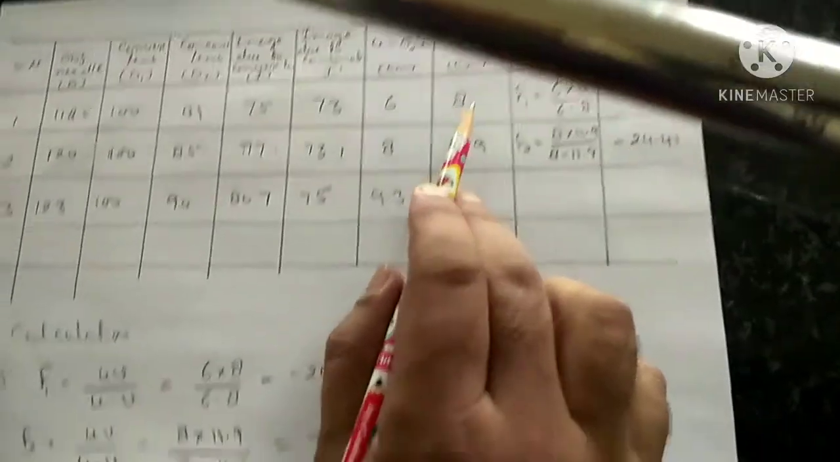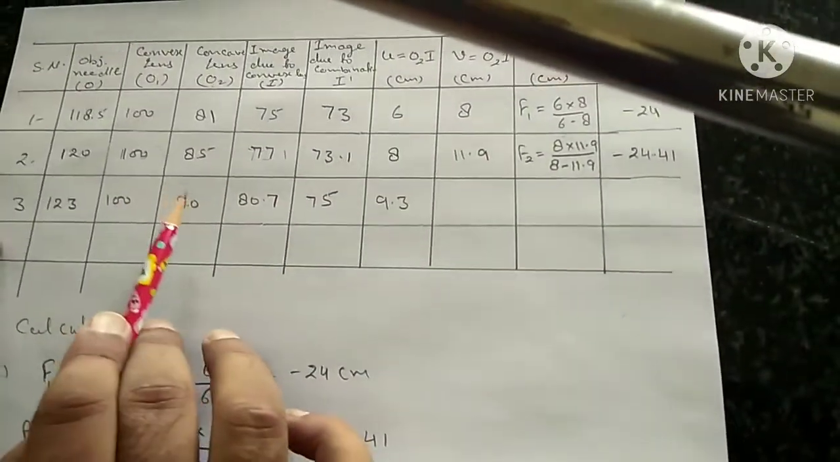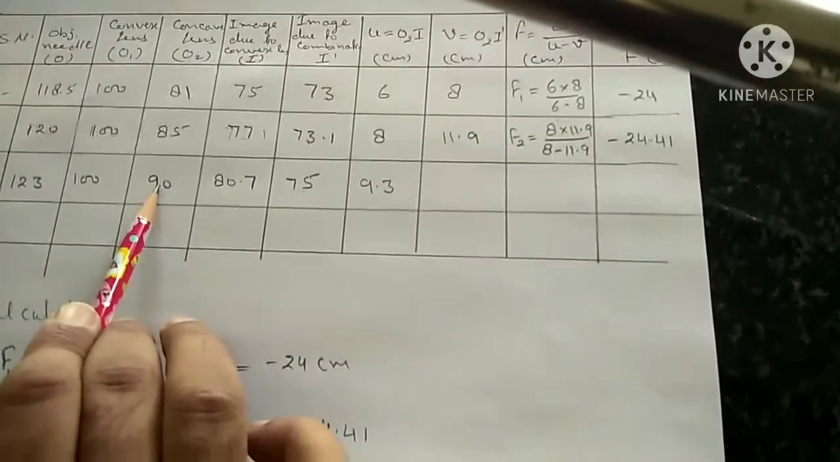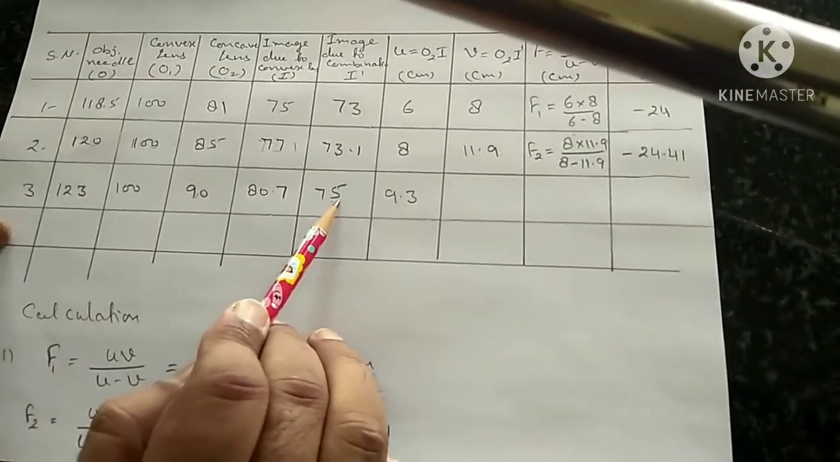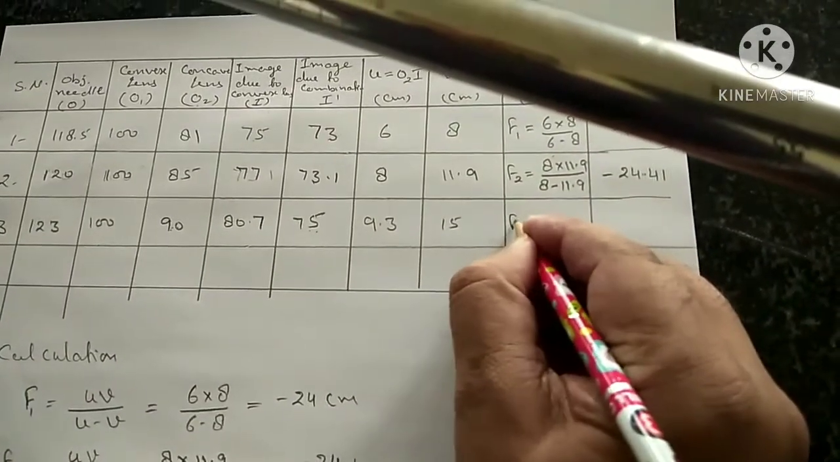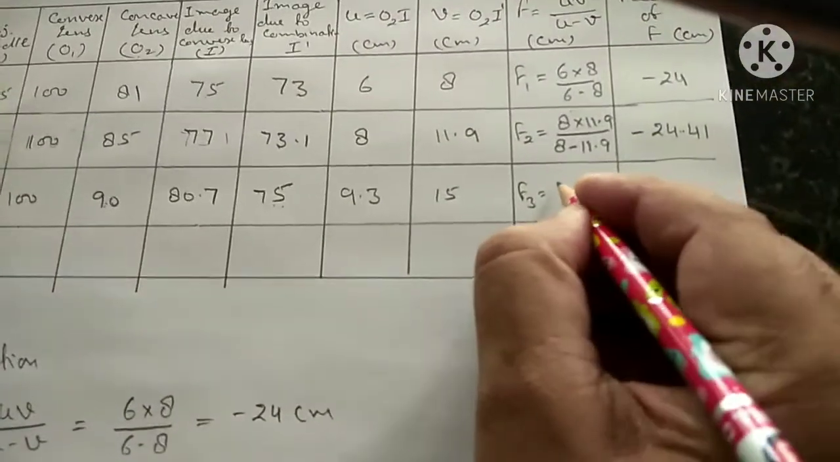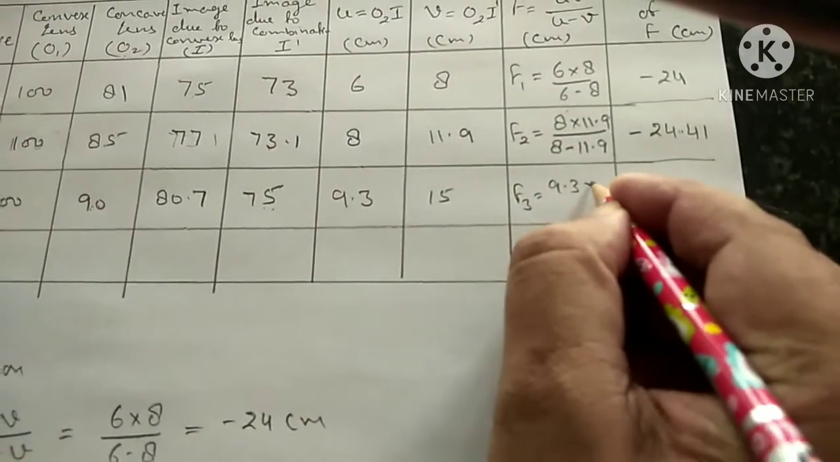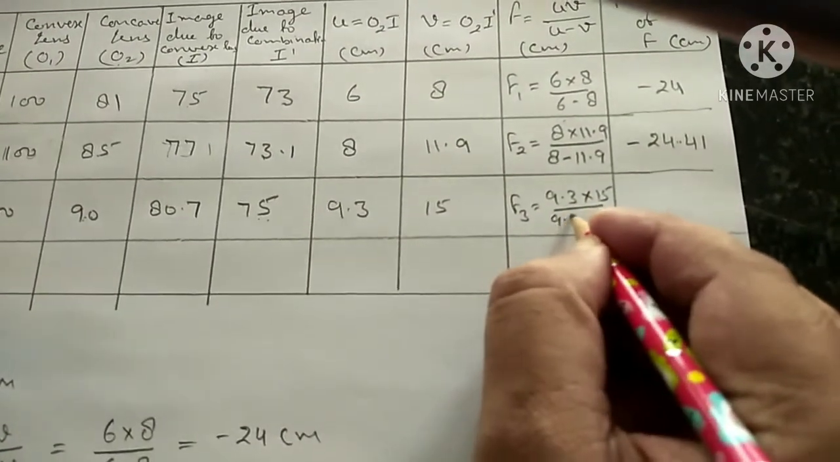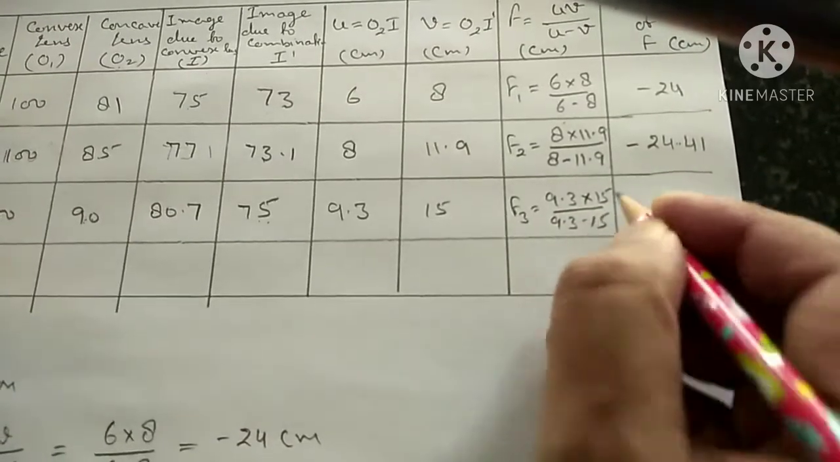And to find the value of v, take the difference between the concave lens and the new position of the image, that is 90 minus 75. It is 15 centimeter. For set 3, the focal length is equal to 9.3 into 15 divided by 9.3 minus 15.